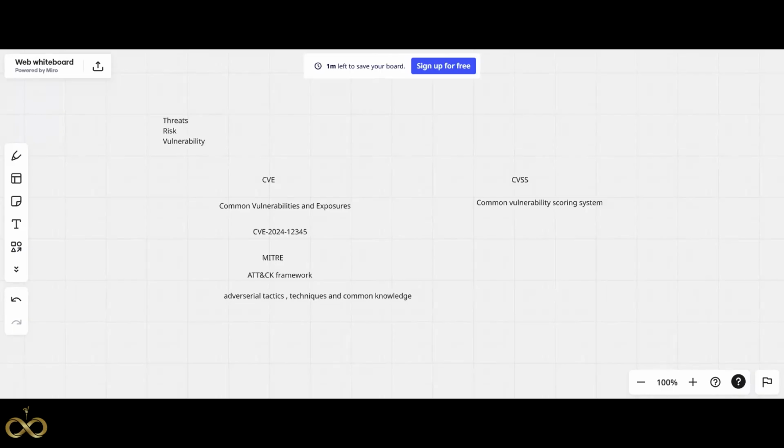So MITRE ATT&CK gives a common language to describe your attacks. It's not like everyone will have a different story here. No. MITRE ATT&CK is going to make it a common story, a common language to describe your attacks.